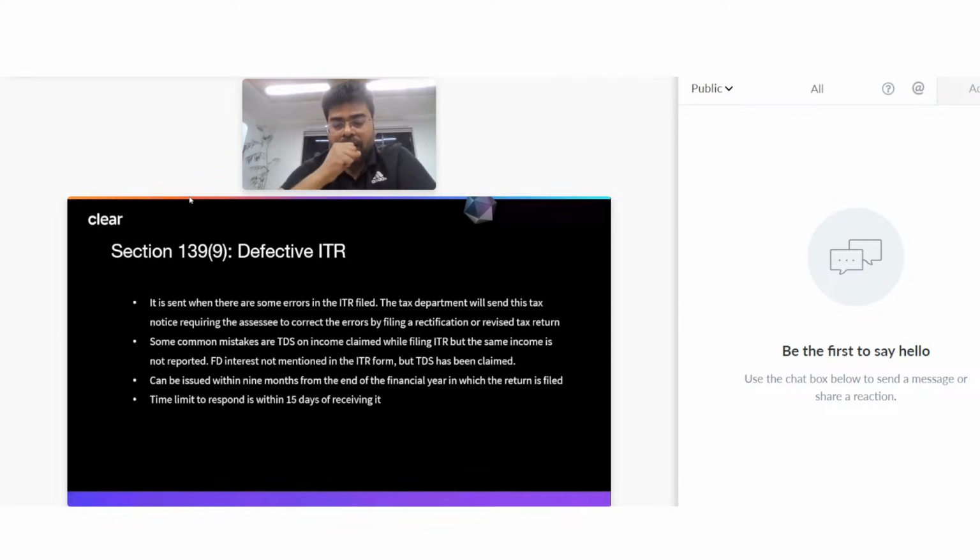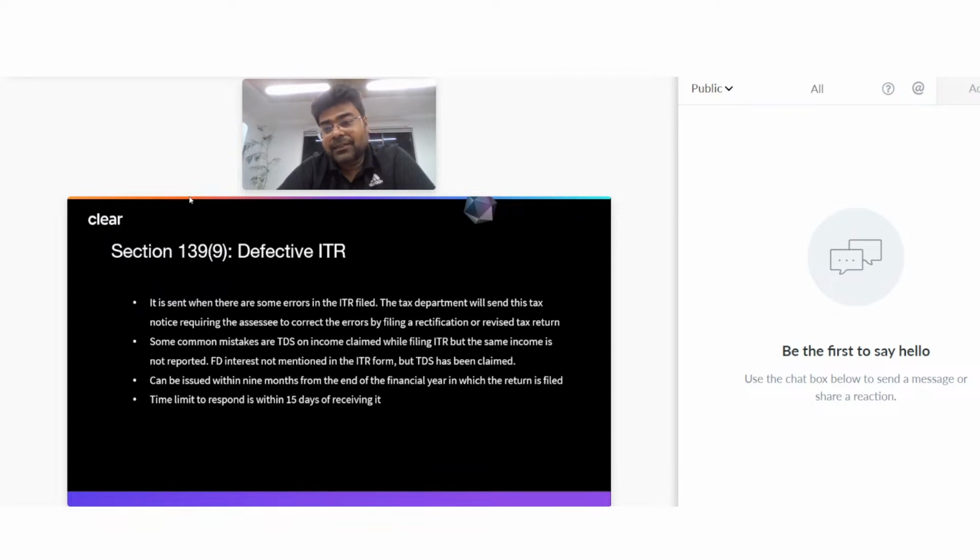Now, to rectify this defect, to cure this defect, a rectification can be submitted, right? You can file a rectification. Normally, the time limit to respond to this defective notice is 15 days, and you are supposed to file a rectification within 15 days. Now, what happens if you do not submit it within 15 days, right? If you do not submit the reply within 15 days, then there is a possibility the department will consider the income tax return that you have filed as an invalid tax return.